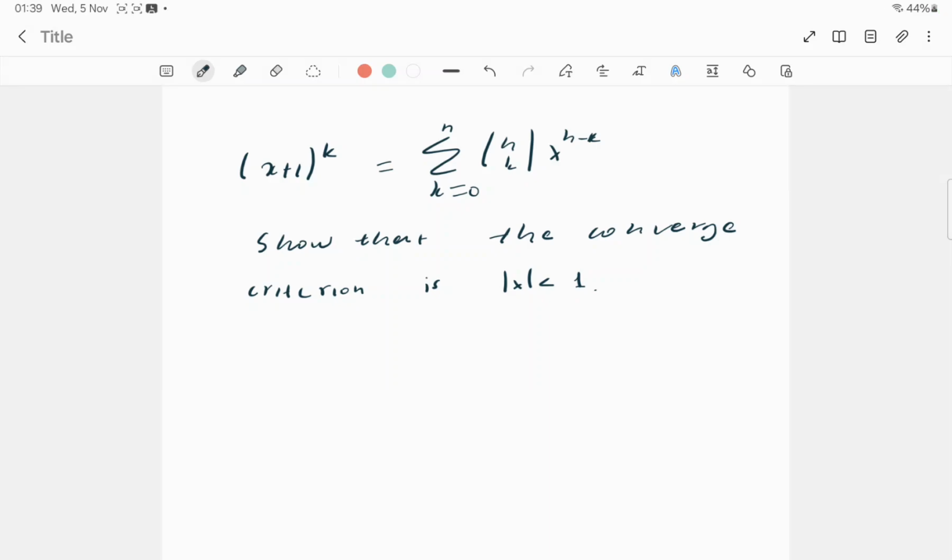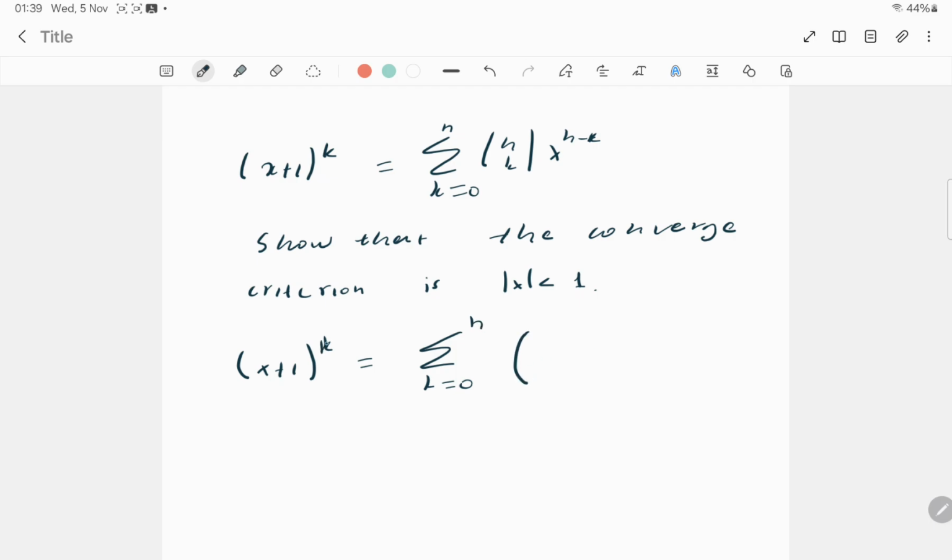In this video we are going to see this expansion, that's a binomial expansion. We will show that the convergence criterion for this series to converge is that the absolute value of x should be strictly less than 1. So we have (x plus 1) to some power n equals the sum from k equals 0 to n.